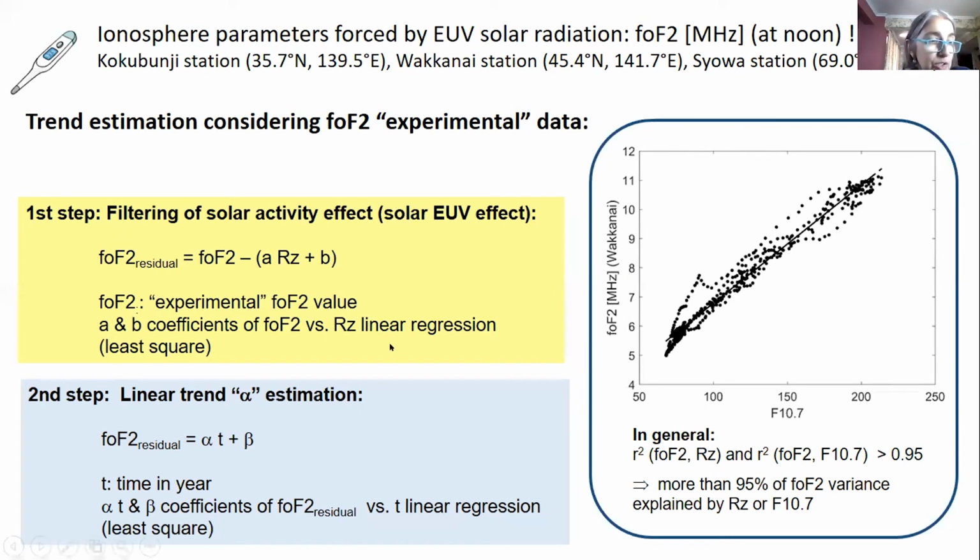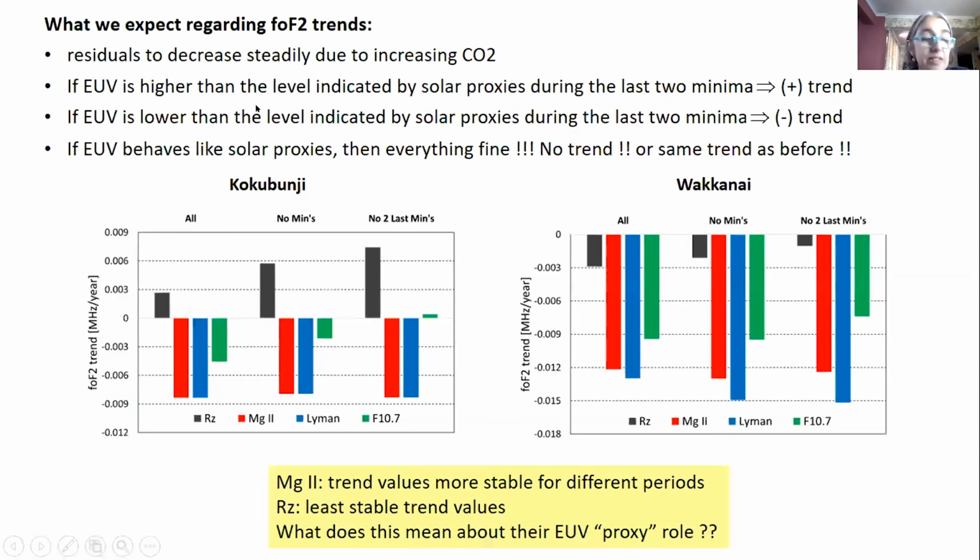Here is a very brief description of long-term trend estimation in foF2, where the first step, which is here, is the filtering of the solar activity effect, a key step in trend estimation. Then the trend is estimated from the filtered foF2 series. Long-term trends in foF2, especially decreasing trends, are expected due to increasing greenhouse gas concentrations, such as carbon dioxide. This expected effect, however, is very small, not more than 4% of foF2 variability.